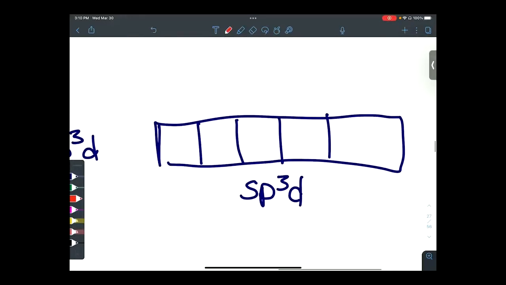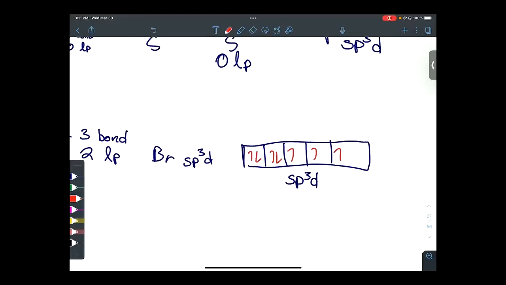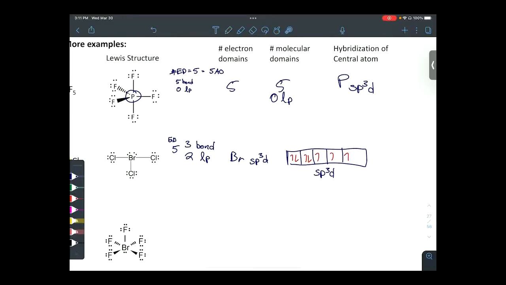How many electrons does bromine have? 7. So let's fill them up, shall we? 1, 2, 3, 4, 5, 6, 7. Okay? So what do we see in that? We see 3 unpaired electrons to go make bonds with chlorine atoms. And then what else do we see? 2 lone pairs. Do you see that on that bromine atom?